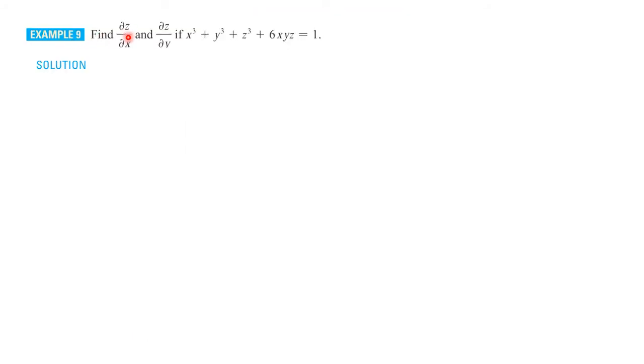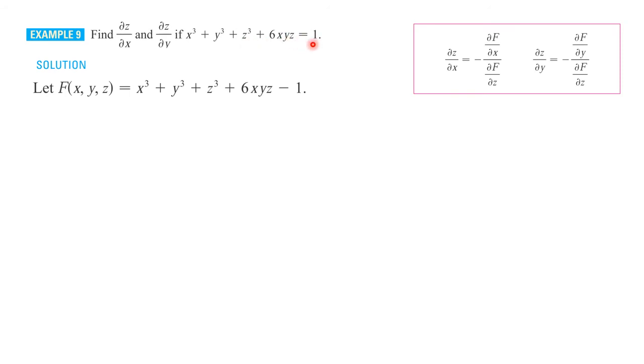Example: find partial z over partial x and partial z over partial y if x cube plus y cube plus z cube plus 6xyz is equal to 1. So this is an implicit function, a function of several variables. What we do is shift 1 to the left side and we'll get a function in x, y and z. So to find partial z over partial x, it is minus fx over fz.